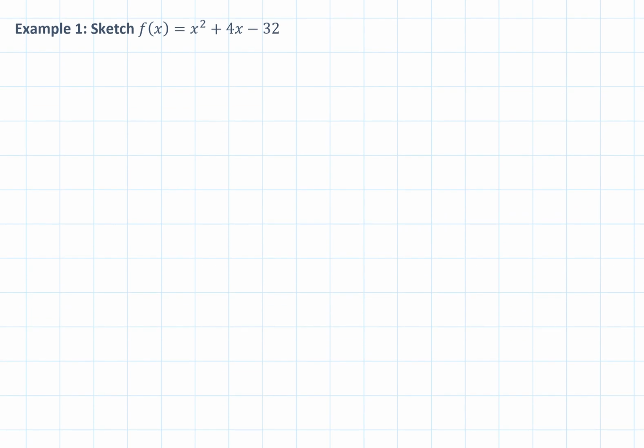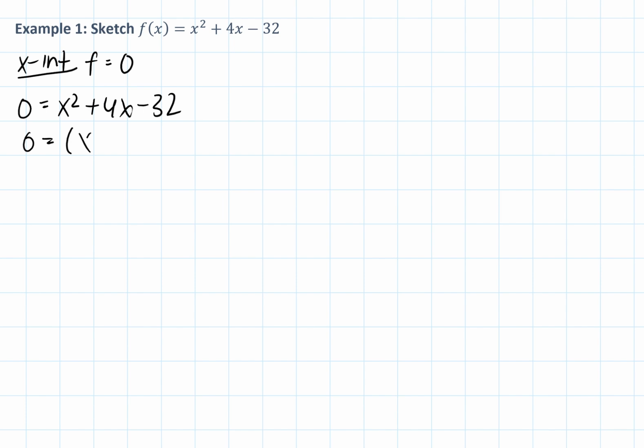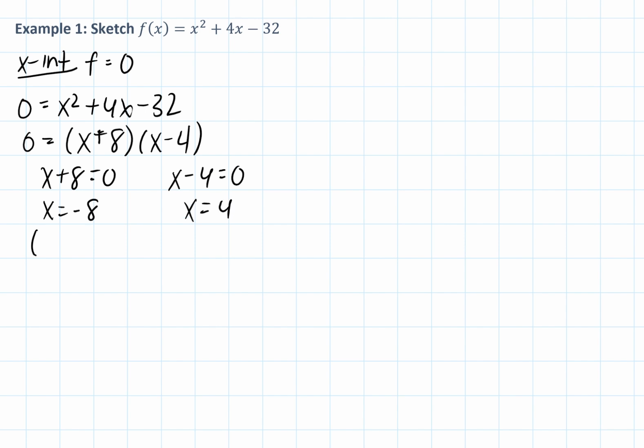Let's take a look at our first example. We'll want to start by finding x-intercepts. These are places where the y value is 0. This function factors nicely. So we have two x-intercepts we'll see on our graph. We also want to find any y-intercepts. Those are places where x is 0.